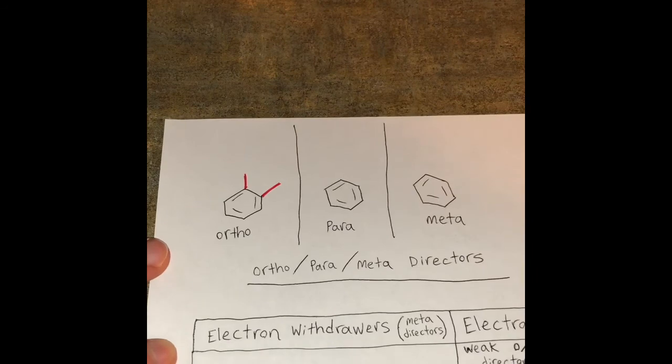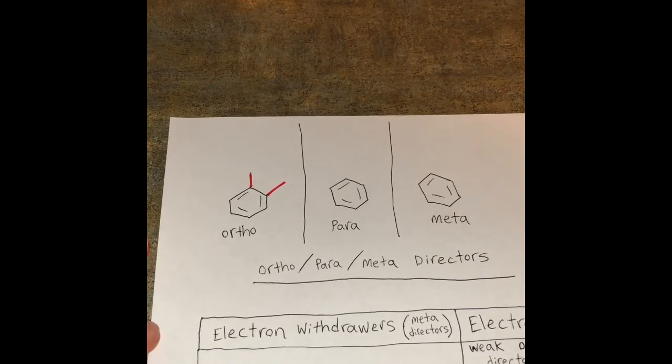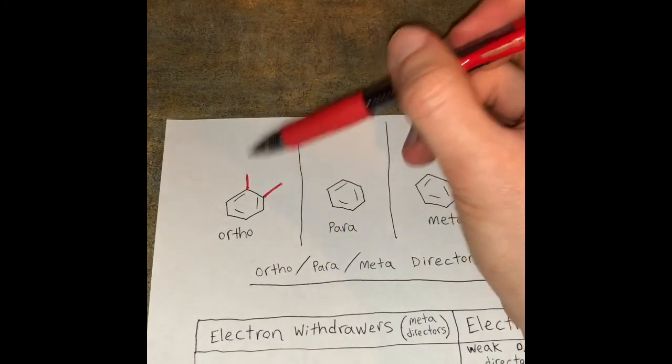Now, ortho, you're going to have 2 groups that end up on the carbons right next to each other on your benzene. Now, the way I remembered this was thinking ortho is similar to the word orthodontist, so I'm going for dentistry. So I think the orthodontist is right next door to the dentist. So we have 2 groups that are right next door to each other.